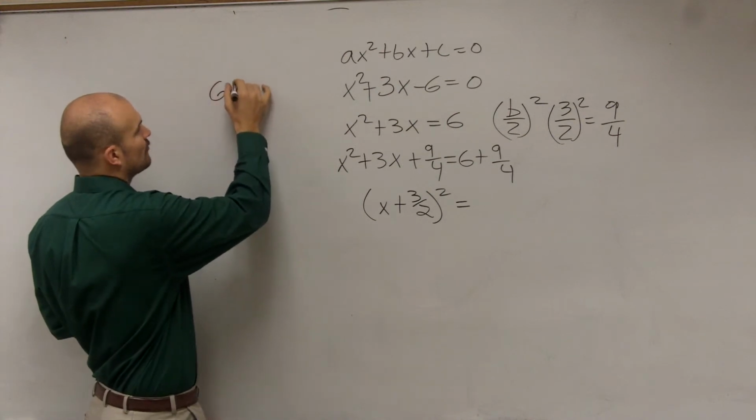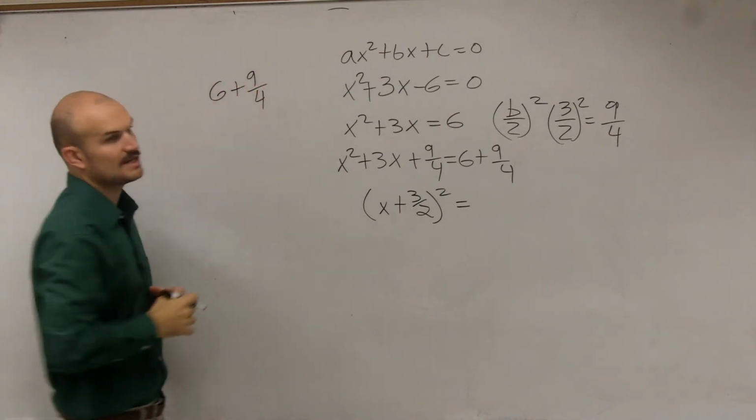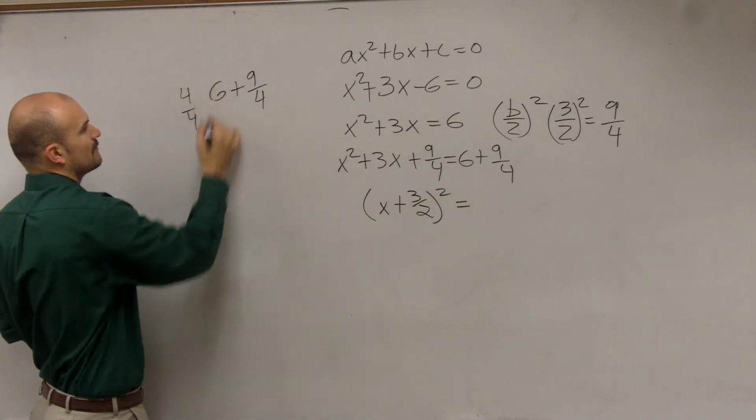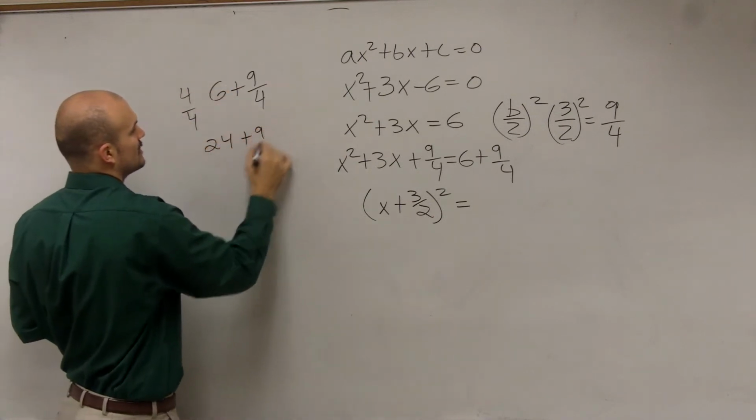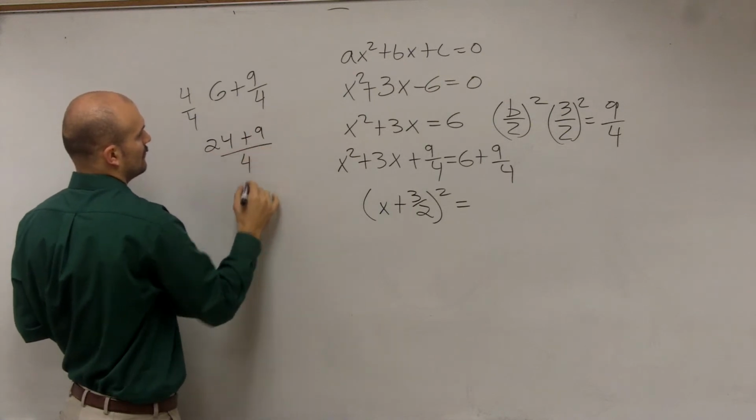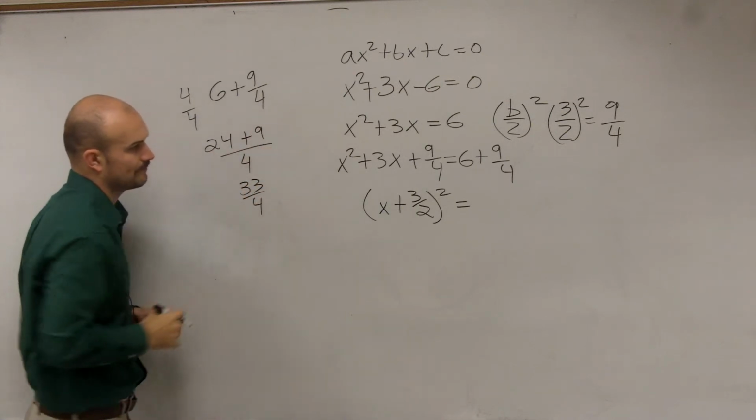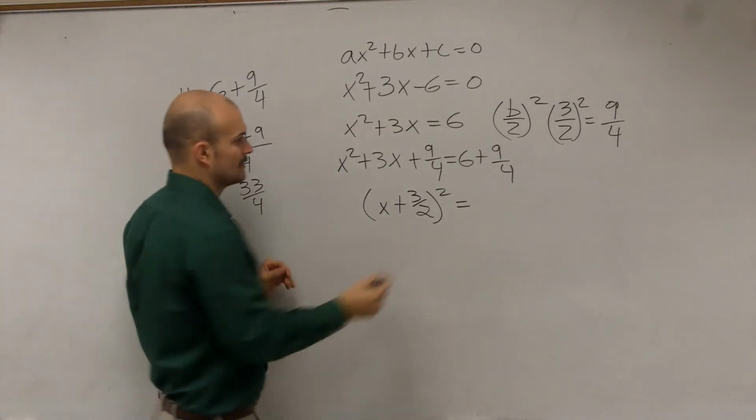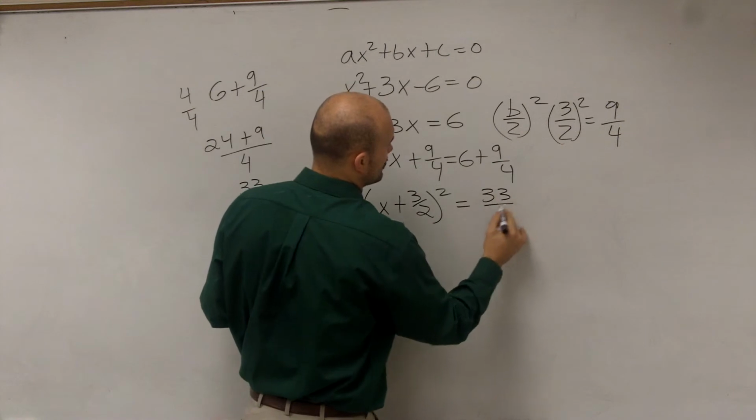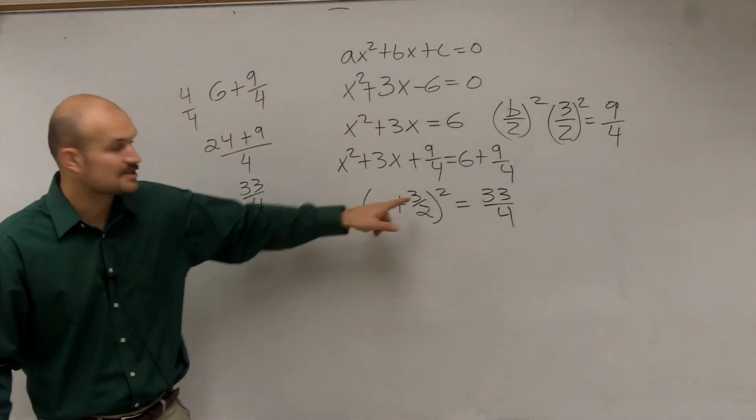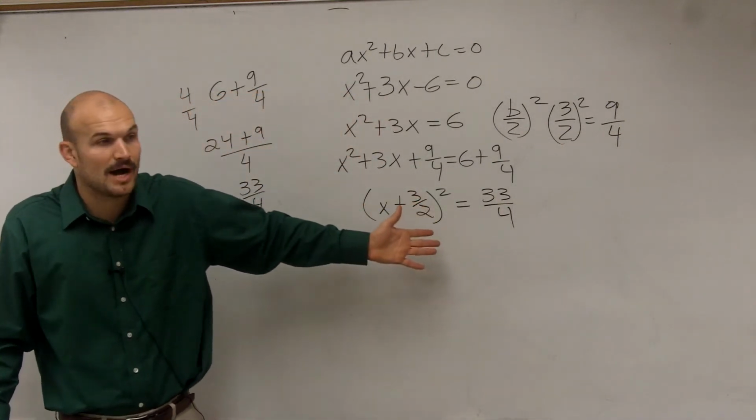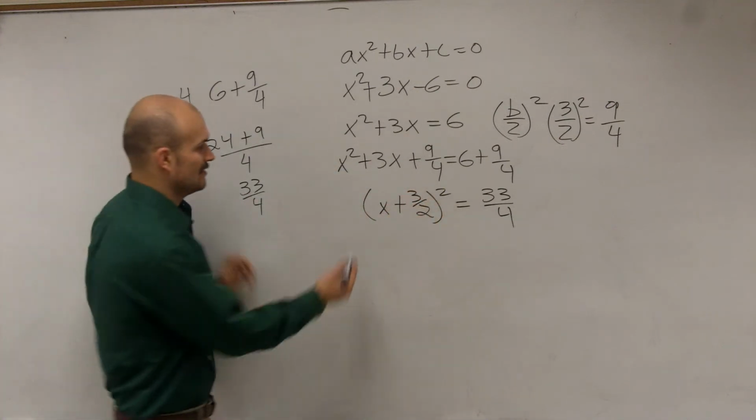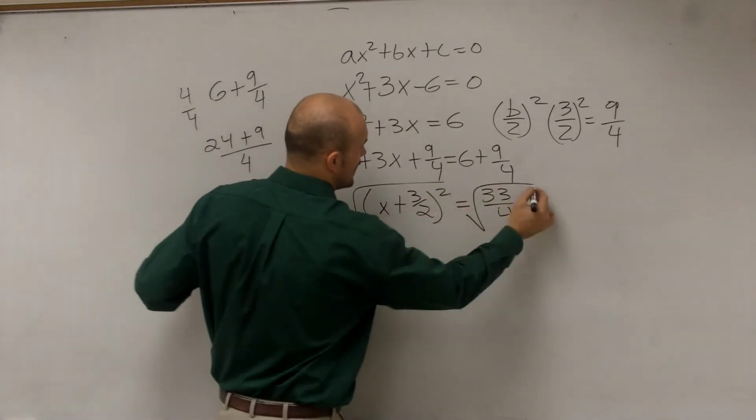So we're going to get a little fraction practice. 6 plus 9/4, you need to multiply to get common denominators. So that's going to be 24 plus 9 over 4. So you have 33 over 4. Now the next step is to solve. On our first 8 problems, we had some pretty easy numbers, right? Well, now we have a fraction. It's OK. Take the square root of both sides.